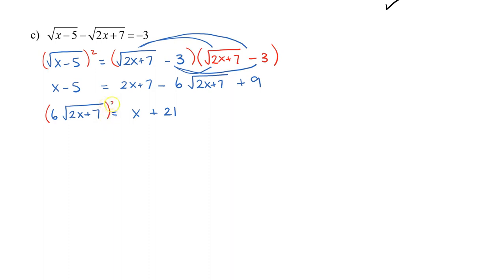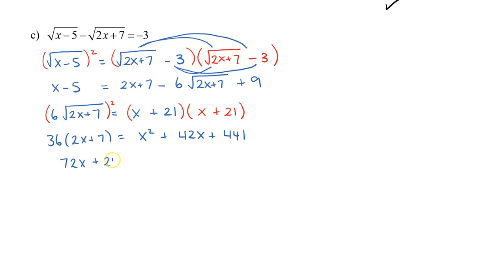Okay, this time I'm not going to divide by 6 because the right side, the x plus 21, doesn't divide by 6 very well. So squaring the left, and again, we're going to square the right side. And I'm going to write this as another binomial to remember to distribute. 6 squared is 36 times 2x plus 7, and that equals x squared plus 42x, and then 21 times 21 is 441. 36 times 2x, we're going to do some simplification: 72x plus 252 equals x squared plus 42x plus 441.